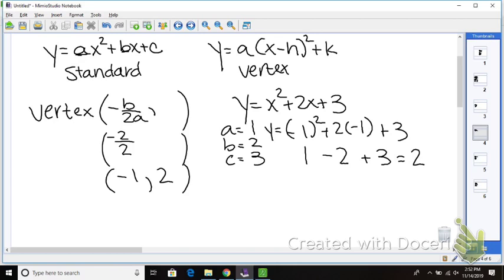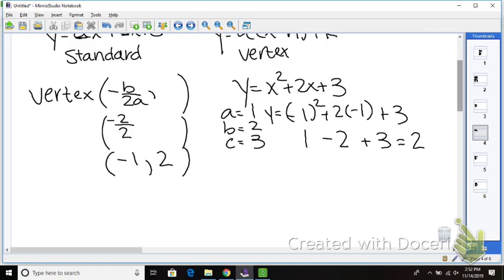Okay, now we're going to graph it. The a term still tells you the same stuff that the a term told us in vertex form. Our a term was 1, so does that mean this is going to be a smiley face or a frowny face? Smiley. And then we're going to find one other piece of information.